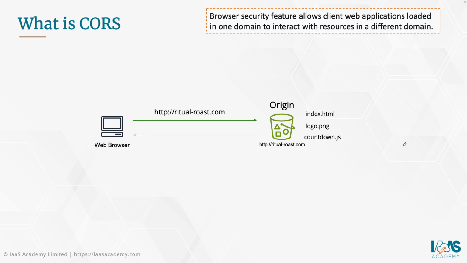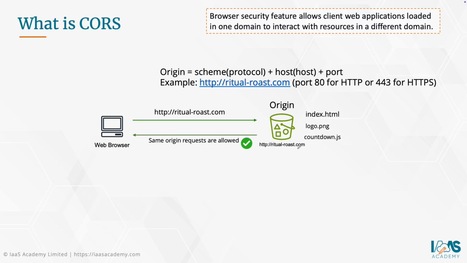That gets downloaded onto your web browser, and because it's the same origin where all of these different resources are coming from, that retroroast.com origin, those requests are allowed. You are allowed to make requests to pull down all of those files necessary to render your web page in your browser. And so the origin comprises a combination of the scheme, the protocol that you're using, for example HTTP, the host, so in this case it might be something like retro-roast.com or www.example.com, etc., plus the port. If any of these attributes changes, the origin changes.